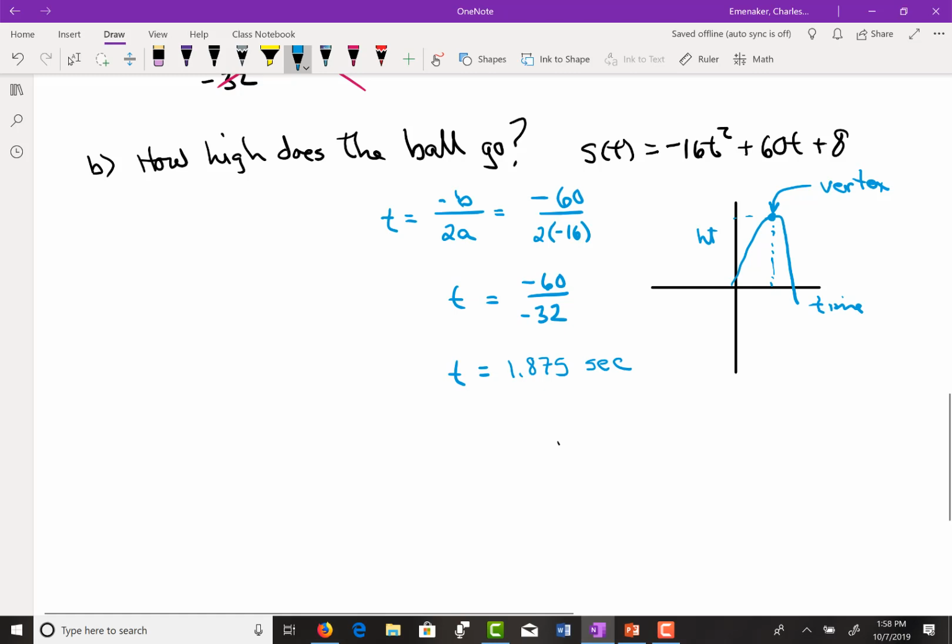Now, from there, we do need to get this in feet, don't we? Because the question wasn't at what time does it hit the highest point. It hits the highest point just under 2 seconds. The question was, how high does the ball go? Any suggestions on how to get that?